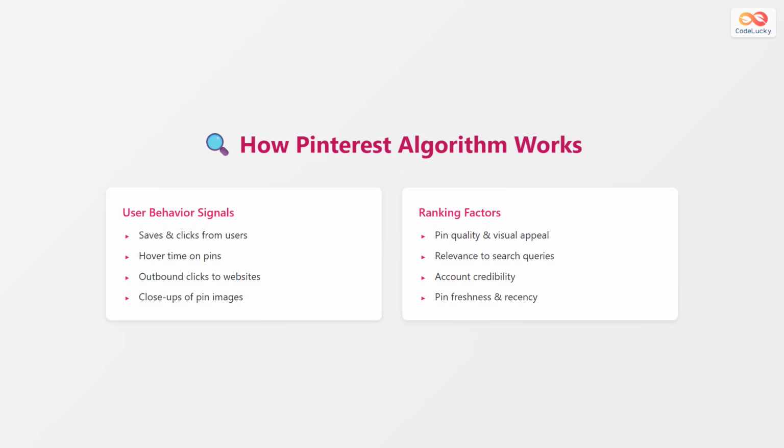Pinterest uses a sophisticated algorithm to decide which pins to show users. The algorithm pays attention to user behavior signals like saves, clicks, and how long users look at your pins. It also tracks when people click through to visit your website. On the ranking side, Pinterest considers pin quality, how relevant your pin is to what people are searching for, how trustworthy your account is, and whether your pin is new or recently created. Understanding these factors helps you create content that the algorithm favors.